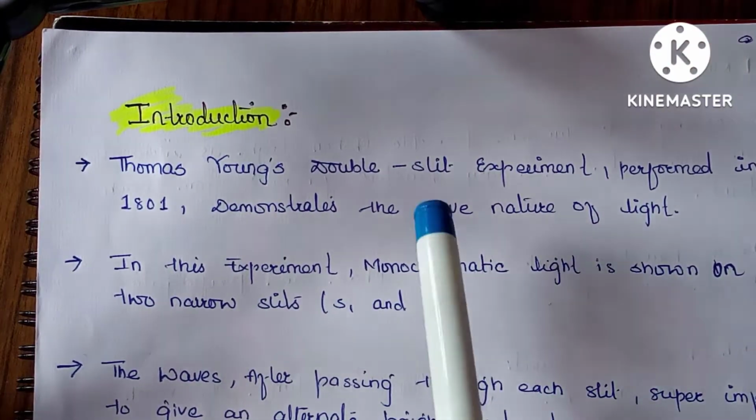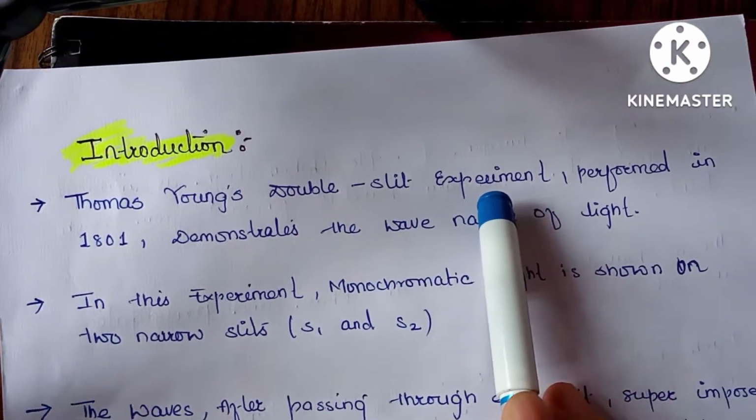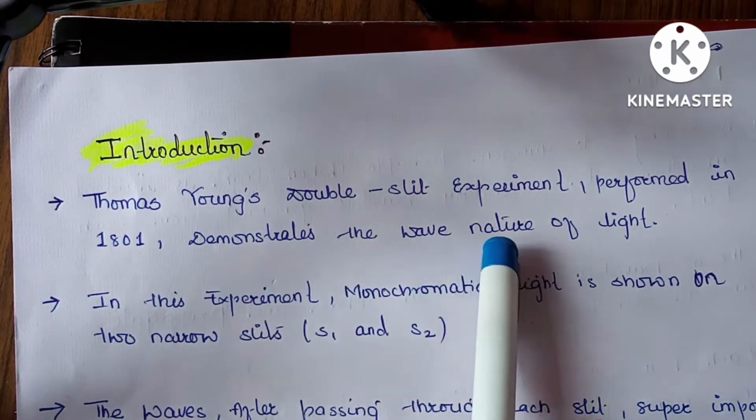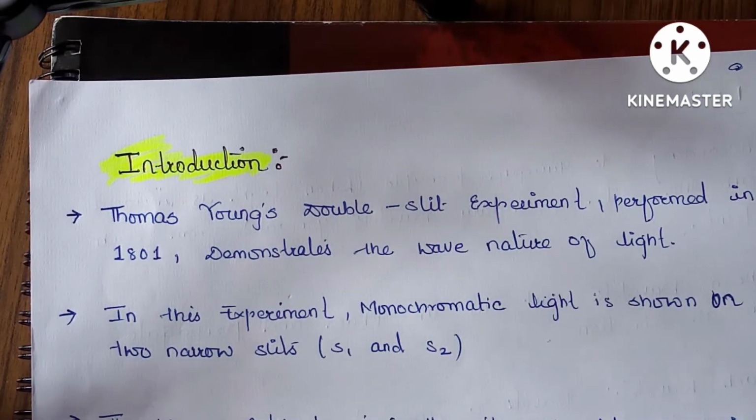Thomas Young's double slit experiment, performed in 1801, demonstrates the wave nature of light. Thomas Young, an English physicist, physician and Egyptologist, worked on a wide variety of scientific problems and also revived the wave theory of light.